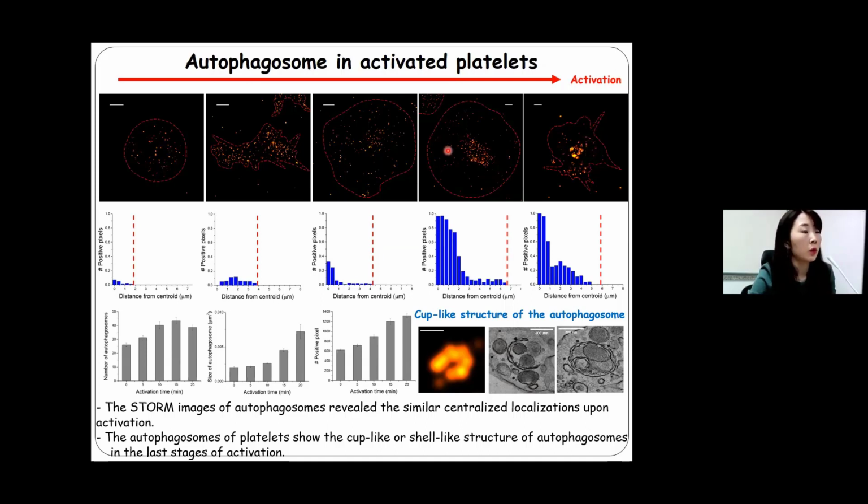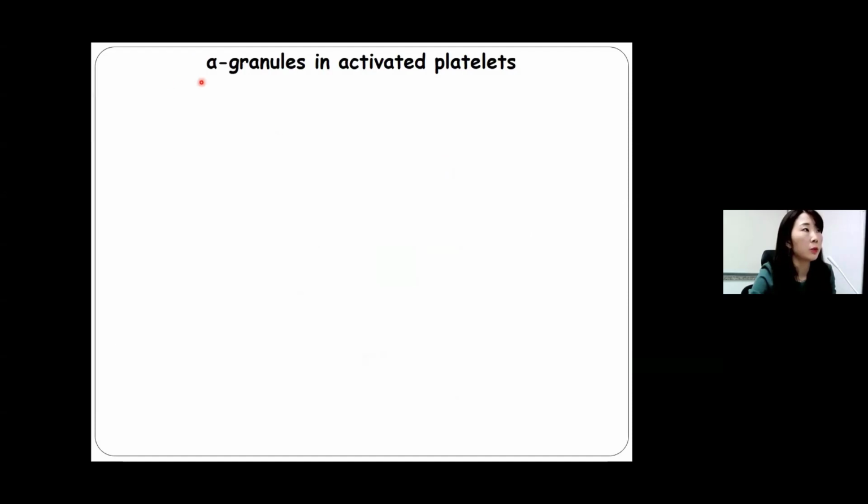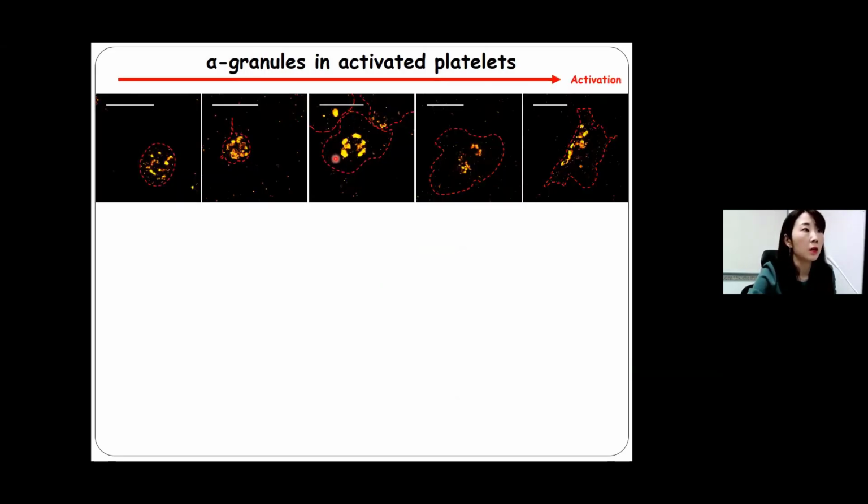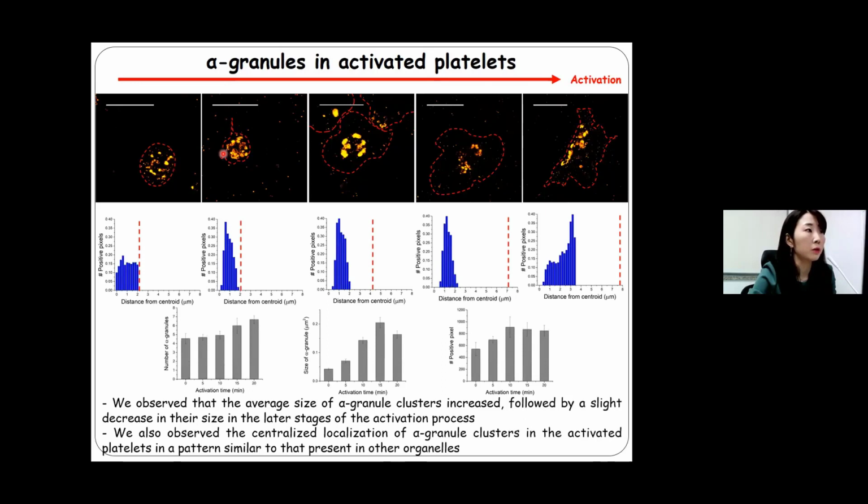We were also wondering about the distribution of the secretory granules, because the secretory granule is very important in platelets. They have hundreds of proteins inside them, and they trigger exocytosis of their contents during activation for the bleeding signal. So we took imaging for the alpha granule and dense granule. And interestingly, again, we could observe the centralization of the alpha granule upon activation.